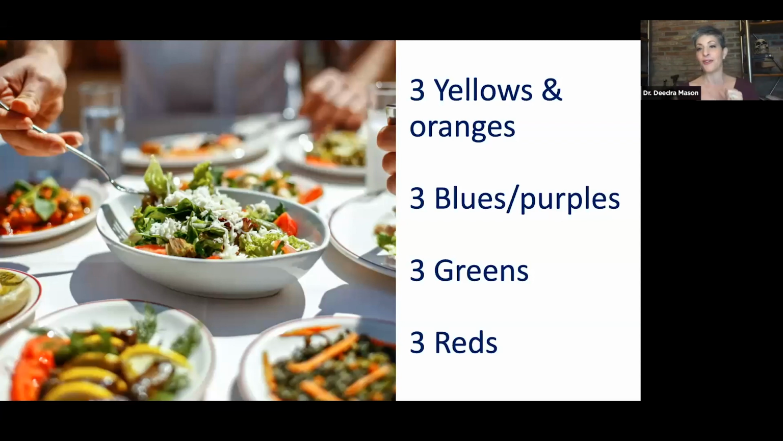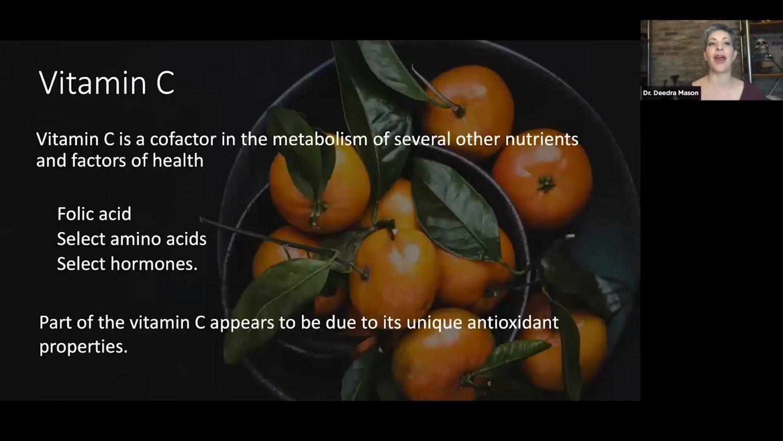You need to, in your diet, if we're going to talk about diet, get 3 yellows and oranges, 3 blues and purples, 3 greens, 3 reds. I want you to look at your antioxidants the same way. Don't freak out. I'm not telling you that you need to get 3 antioxidants, or in this case, 12 antioxidants. I'm letting you know that you need to get a diversity of colors in your antioxidants. Let's start with the yellows and the oranges with vitamin C. Vitamin C is a cofactor for metabolism.